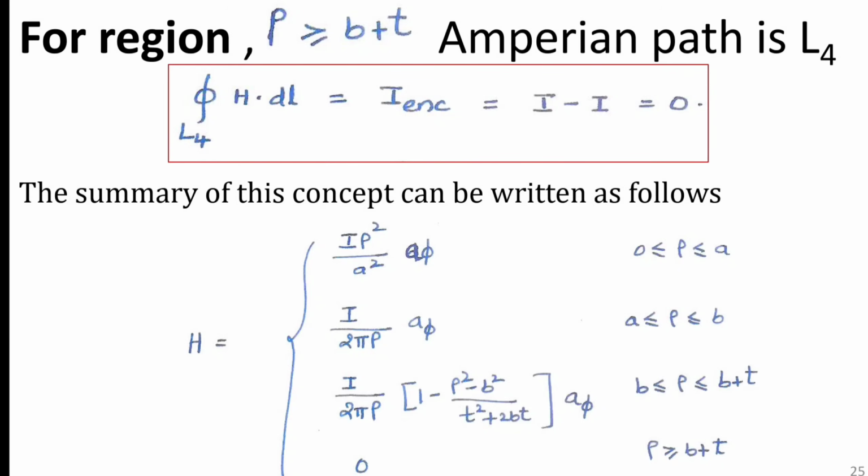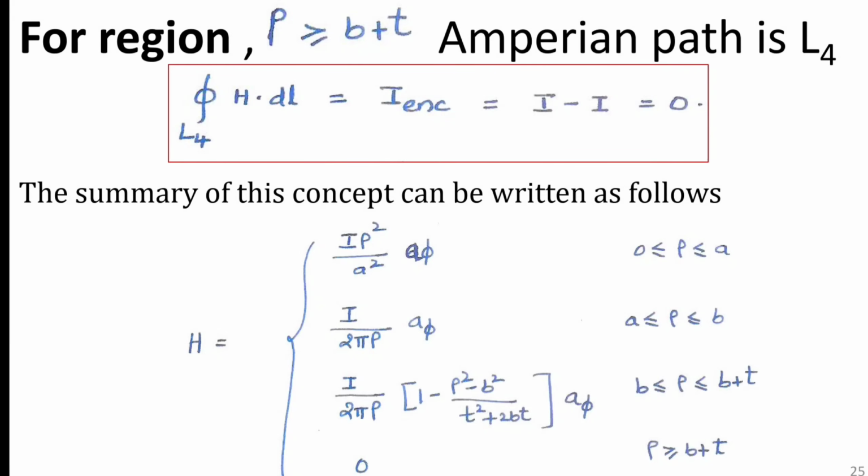So we can summarize the total H in the four different regions. H is equal to I ρ² divided by A² in the a_φ direction for 0 ≤ ρ ≤ A; I divided by 2πρ in the a_φ direction for A ≤ ρ ≤ B; I divided by 2πρ times (1 − (ρ² − B²)/(T² + 2BT)) in the a_φ direction for B ≤ ρ ≤ B+T; and in the last case it is 0 for ρ ≥ B+T. This is the conclusion of Ampere's circuital law applications.